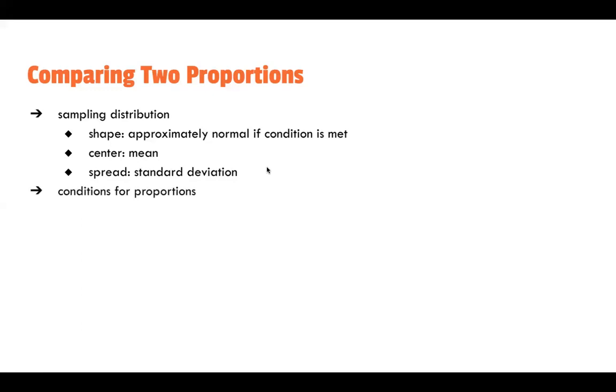As with just one sample, it's random condition, 10% condition, and normal condition. Random condition basically says that the data should come from two independent random samples. Or it could come from two groups in a randomized experiment. If it's an experiment, you can use that as your criteria. 10% is, as usual, for each sample, the sample size has to be less than or equal to 1/10 of the population size. For each one, you have to do it for both.